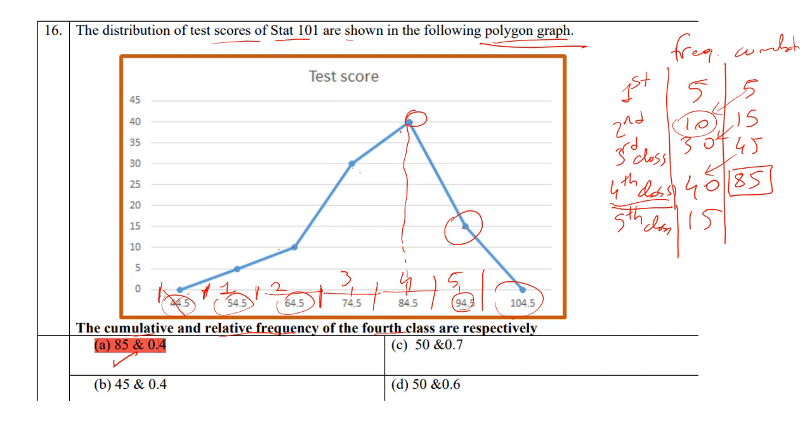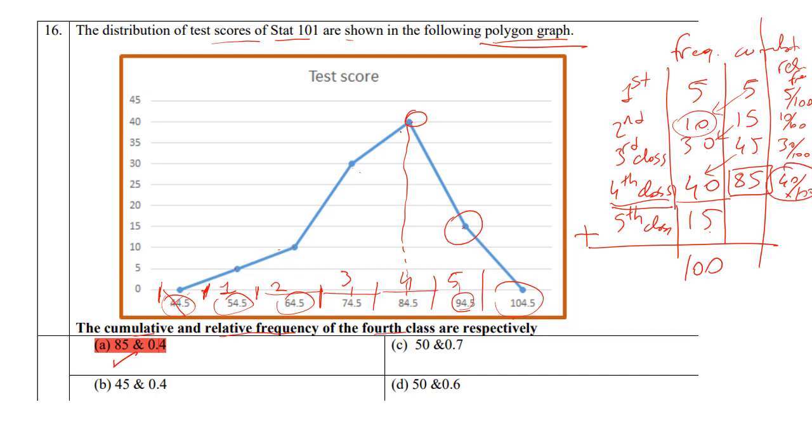Now I want to show you the relative frequencies. To get the relative frequencies, you have to add all these numbers. This up to here was 85, and plus 15, it will be 100. Now the relative frequencies are calculated. Relative frequency is 5 divided by 100, 10 divided by 100, 30 divided by 100, and 40 divided by 100. So the relative frequency for the fourth class will be 0.4.